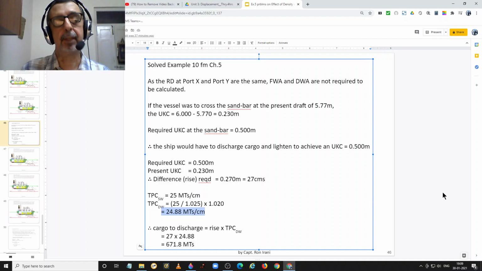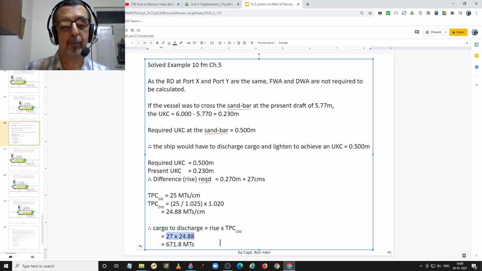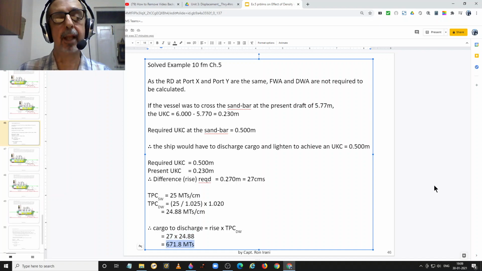Therefore, the cargo to discharge is equal to rise multiplied by the TPC in dock water. The rise we have seen over here 27 centimeters and multiplied by the TPC of dock water we have seen over here, 24.88. Therefore, cargo to discharge is equal to 27 multiplied by 24.88, giving us an answer of 671.8 metric tons.